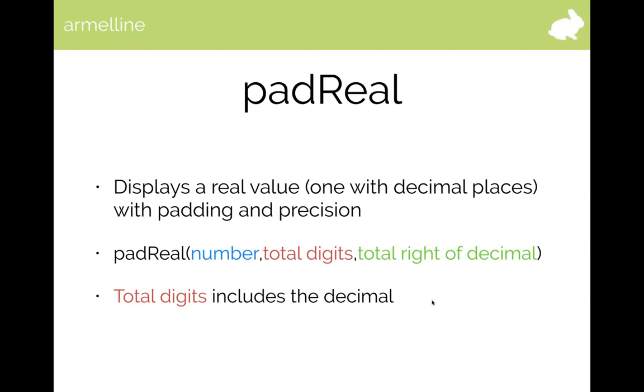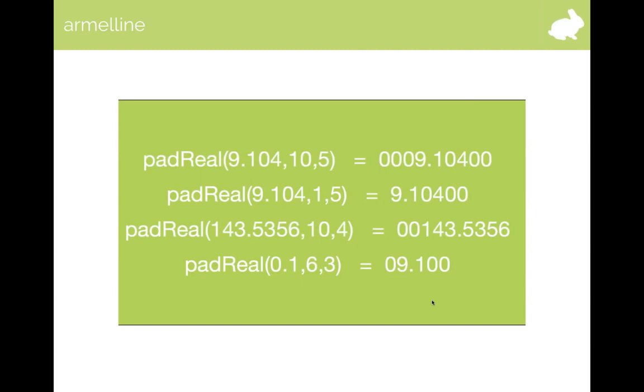padReal is basically the same, but since it's got decimal places, we're looking at how many digits we're going to add to the decimal rather than to the whole part of the number. So it'll be the number, the total number of digits, and the total that you want to have on the right of the decimal. So if you put padReal 9.104 and then say you want 10 digits in total, 5 of them must be to the right, it's going to make sure there are 5 numbers on the decimal, and then we'll add any remaining numbers to the whole number part of the number. So nice and simple there.